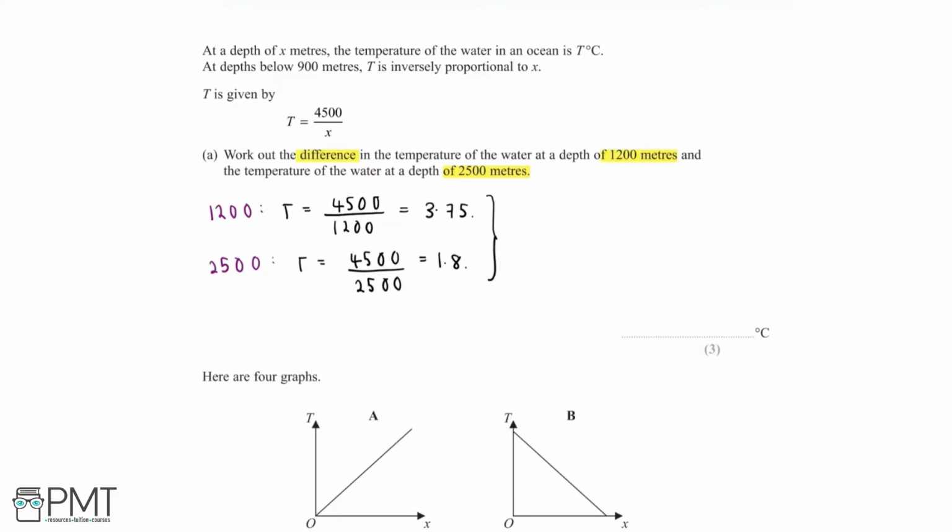Now to find the difference, we'll do 3.75 take away 1.8, leaving us with an answer of 1.95 degrees Celsius. And so we've now found that the difference in the temperature of the water at a depth of 1200 meters and the temperature of water at a depth of 2500 meters is equal to 1.95 degrees Celsius.